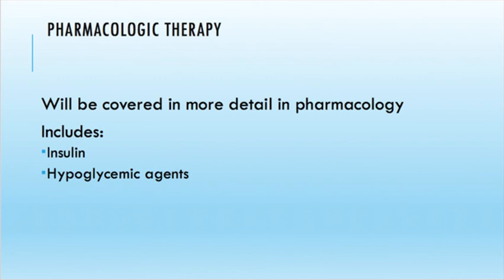So these oral hypoglycemics, they're going to work in a couple different ways. So they're either going to stimulate or increase insulin secretion. They're going to prevent breakdown of glycogen in the liver. They're going to increase glucose uptake by the cells, so they're going to reduce insulin resistance. And they're going to block absorption of carbohydrates.